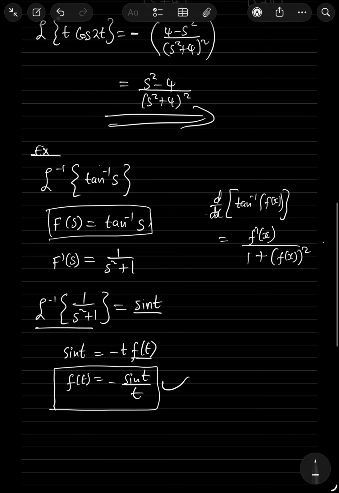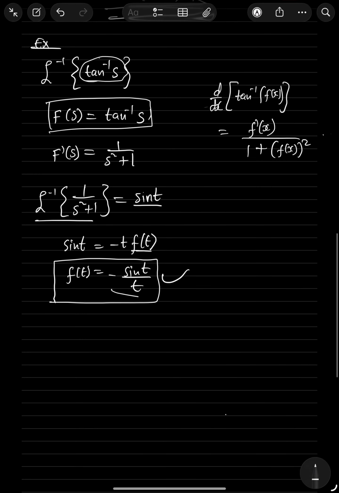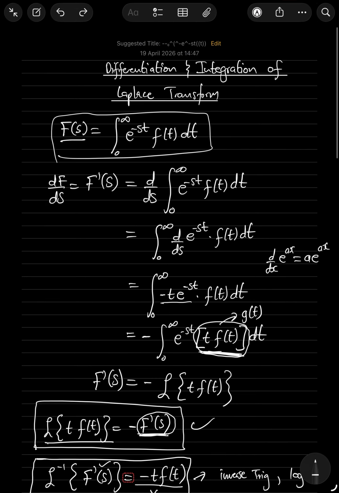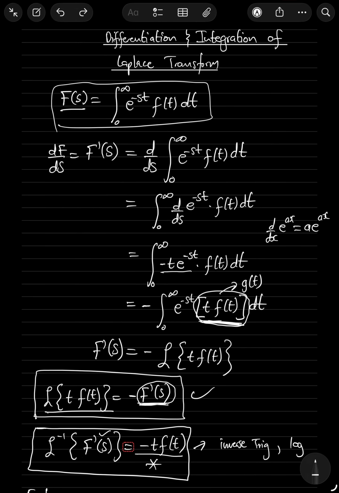So this is how you do it. You are given f of s. Now you end up with f of t, right? So that's how you can evaluate using the differentiation of the Laplace transform.